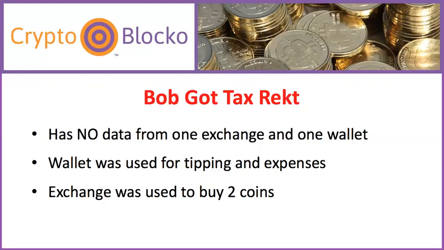Now, the one exchange that he has missing data from, he also knows that he only used that to buy 2 particular coins. That's the reason that he opened the exchange in the first place. So it may not seem like a lot of information, but actually it is. So he's narrowed it down to knowing that it's only 2 coins. And in the wallet, he knows he only sent Bitcoin into that wallet.